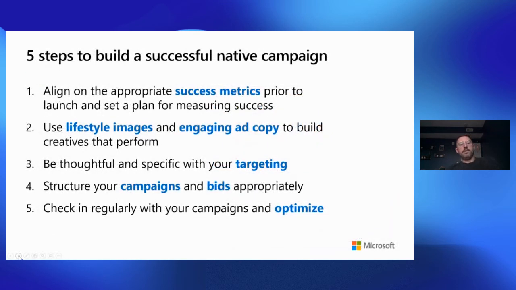To summarize, here are those 5 steps for building a successful native campaign. Align on the appropriate success metrics prior to launch and set a plan for measuring success. Use lifestyle images and engaging ad copy to build creatives that perform well. Be thoughtful and specific with your targeting. Structure your campaigns and bids appropriately. And check in regularly with your campaigns and optimize.